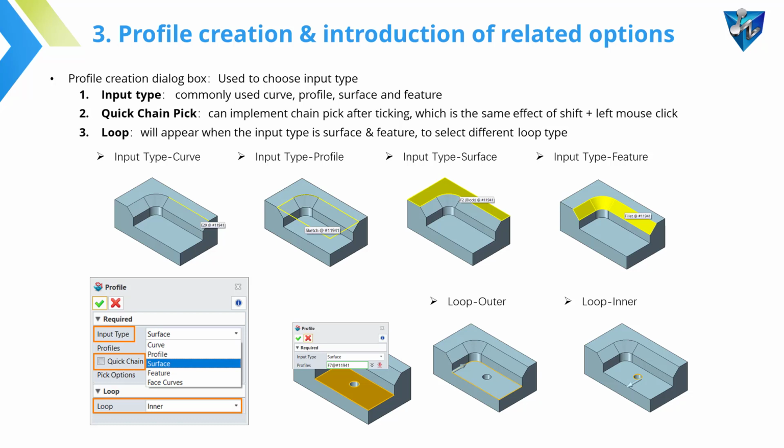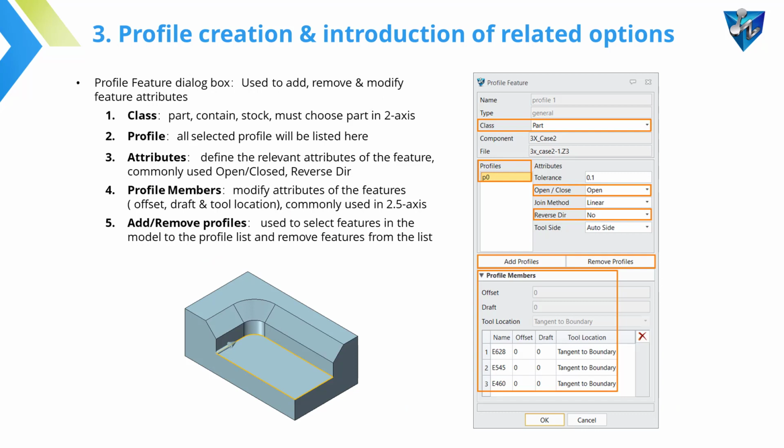Quick chain pick can realize chain selection after ticking, which is the same effect as Shift plus left mouse button. Loop. This option will appear only when the input type is feature or surface. It is used to select different loop types. If I select this surface, outer means that I will keep the outer profile of it. Inner is the opposite. After you confirm the selection, you can move to the Profile Feature dialog box.